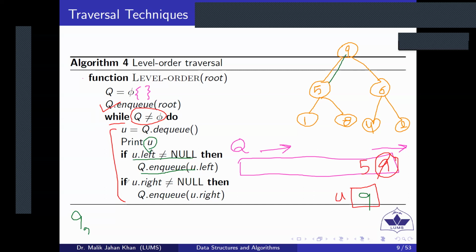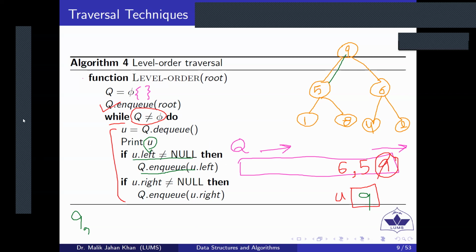And then we go to the last if condition that says that if u dot right is not null, then enqueue that element. So right side is 6, so that also gets enqueued. So 6 is the next item which goes in the queue after 5. Loop goes back to the while condition. It checks that if the queue is not empty, which is not empty, so it dequeues an element.